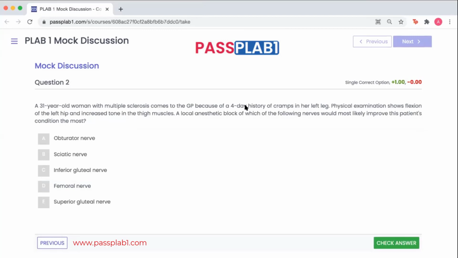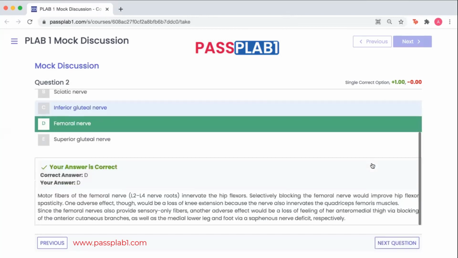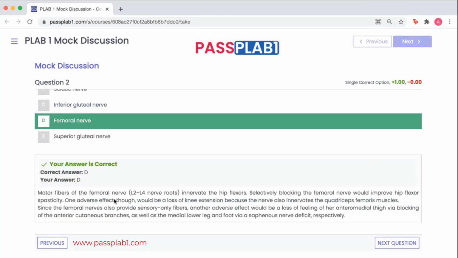So in this case, they're asking which nerve is supplying the hip flexors, and that's usually L2 to L4. So that would be the femoral nerve. So you have motor fibers from the femoral nerve, L2 to L4, that innervate the hip flexors. If you block selectively the femoral nerve, you'd improve the hip flexor spasticity that she's experiencing. But one of the side effects would be loss of knee extension because it also innervates the quadriceps.